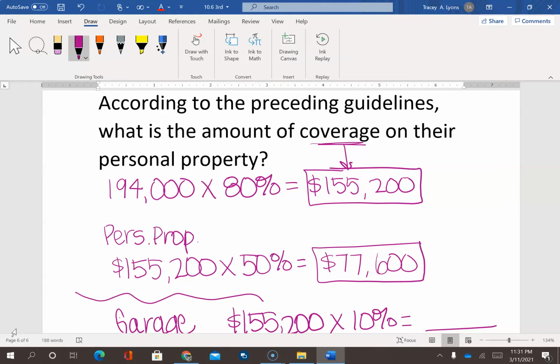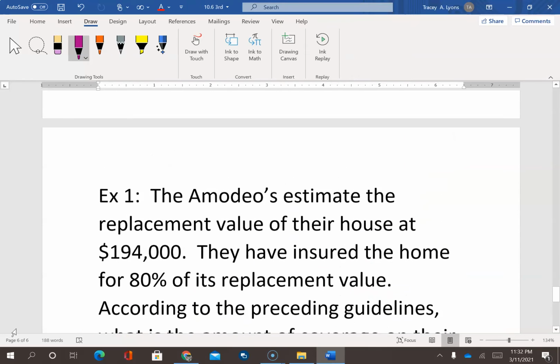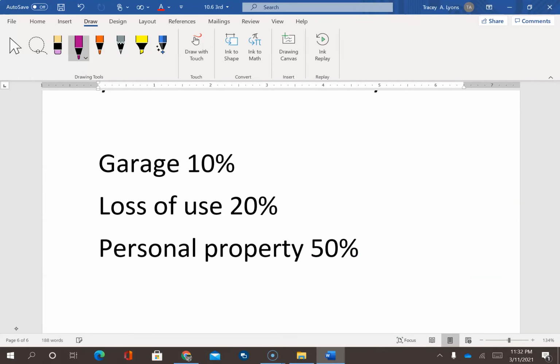You do not have to show your work this time because basically you're just multiplying the numbers that are given. So I don't think you'll have trouble, but just make sure you pay attention to the table that we have above. For garage, 10%, loss of use, 20%, personal property, 50%.